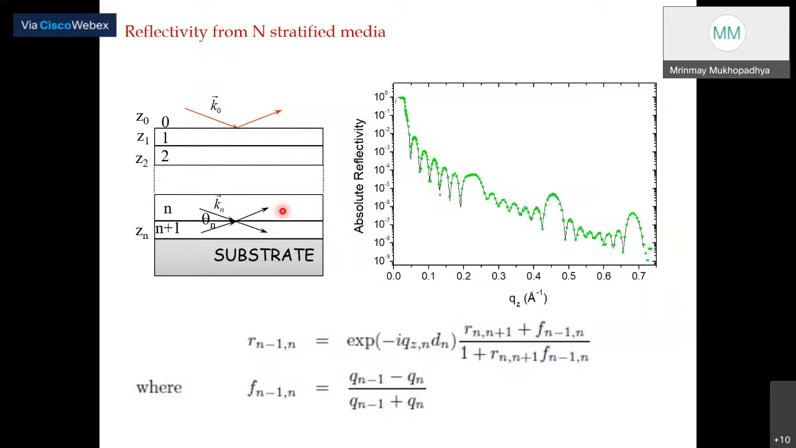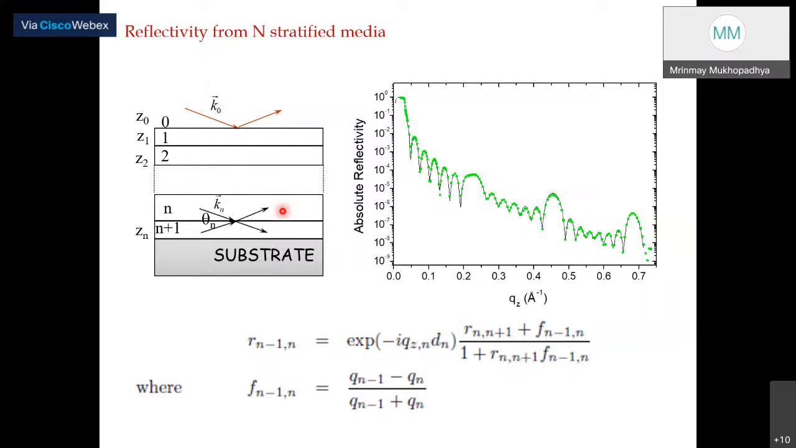That's why I said on the first day that your geometry of measurement is important. To measure your sample and get the density variation along the depth, you need to do X-ray reflectivity or neutron reflectivity. That is the key point of my talk: to get information about the sample along the depth, you need to do X-ray or neutron reflectivity.